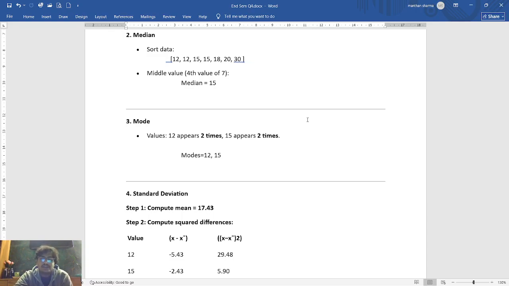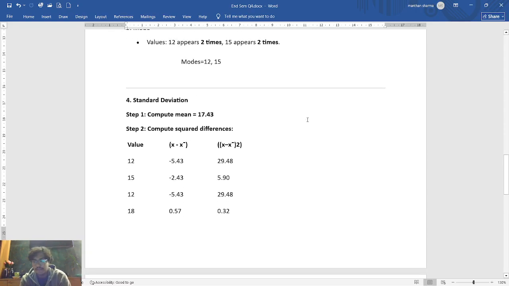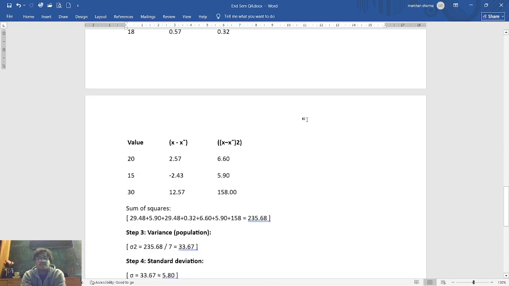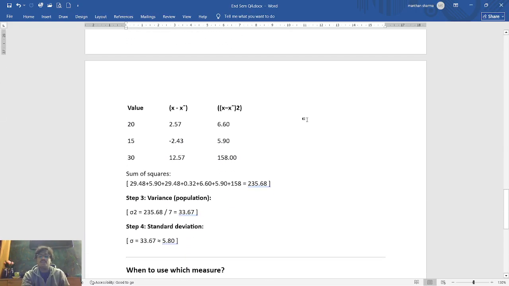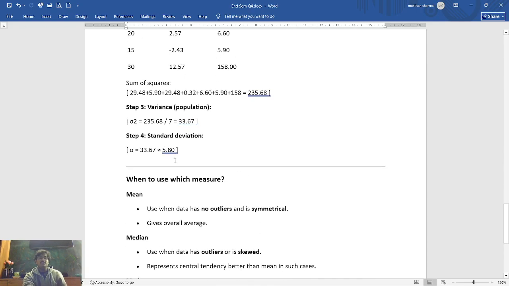To calculate the standard deviation, we first compute the mean, then find each value's distance from the mean, and then we square them. And then after squaring them, we take the average. So the variance comes out to 33.67, and the standard deviation is the square root of that variance, which is approximately 5.80, which is written here.